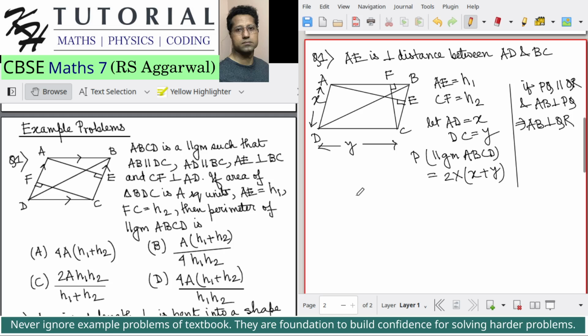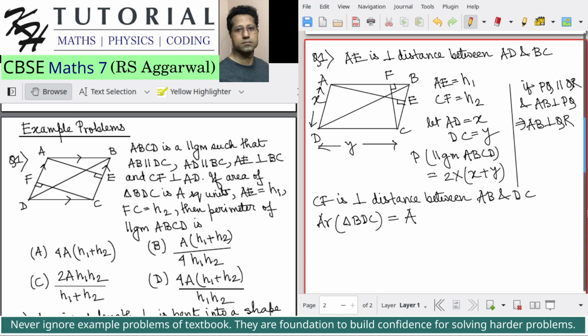What is given? AE is the perpendicular distance between AD and BC, and CF is the perpendicular distance between AB and DC, and it is given that the area of triangle BDC is A.